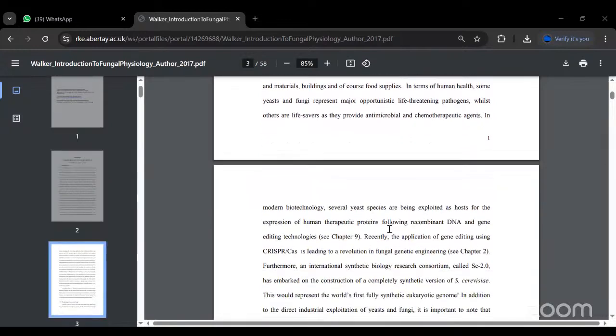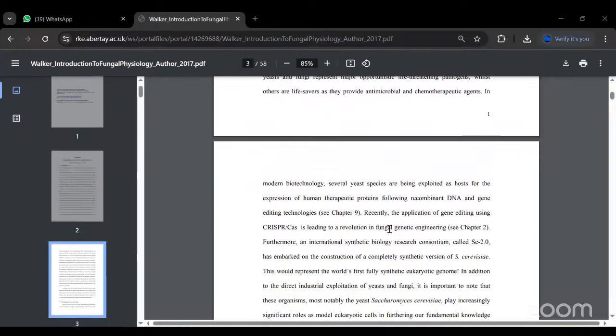In modern biotechnology, several yeast species are being exploited as hosts for the expression of human therapeutic proteins following recombinant DNA and gene editing technology. Recently, the application of gene editing using the CRISPR-Cas mechanism has led to relevant fungal genetic engineering.